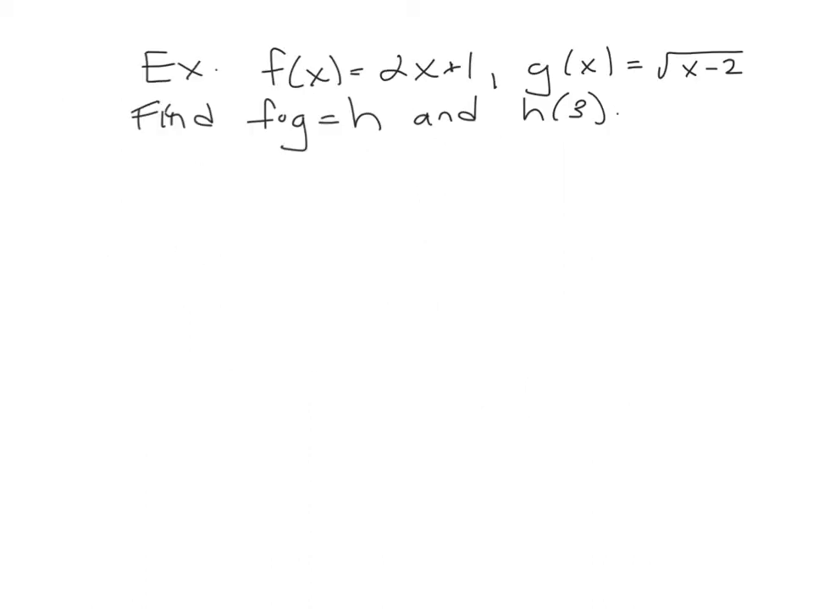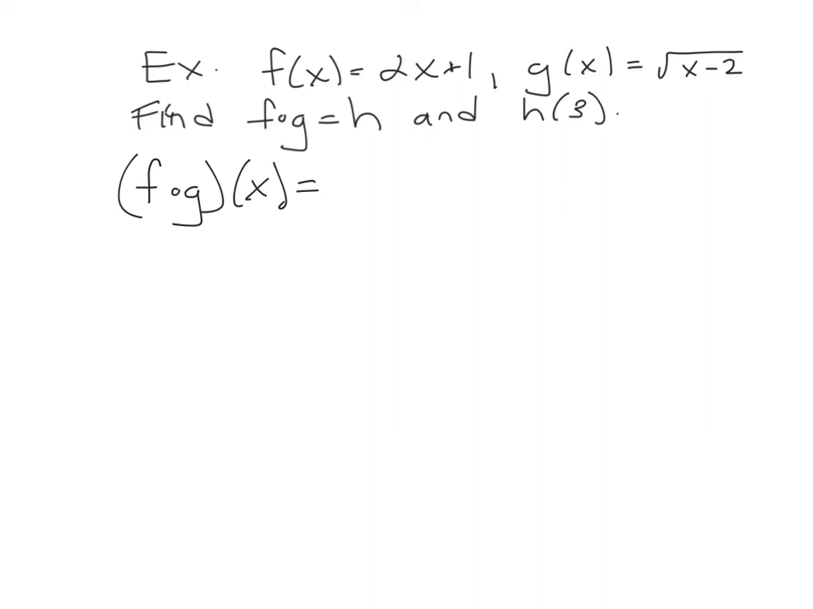Now let's work an example. Let's have f of x equal 2x plus 1 and g of x equal the square root of x minus 2. We're going to find f composed with g to come up with the new function h and find the value of h of 3. So let's start by composing those two functions, f composed with g, to get our new function h.